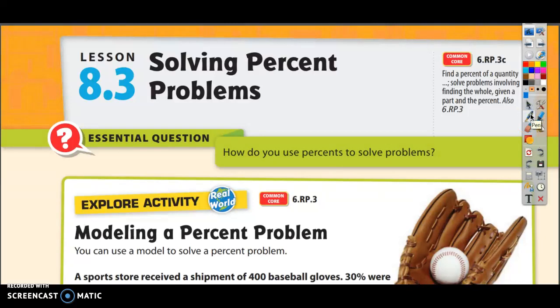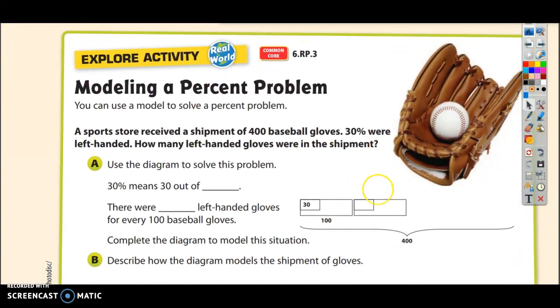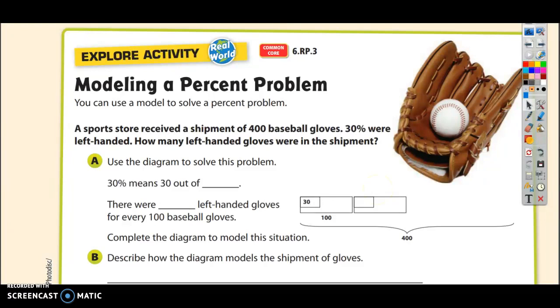We're on lesson 8.3. This is page 215. This is solving percent problems. The essential question is, how do you use percents to solve problems? And the first page is an Explore activity. I'll read it with you. Modeling a percent problem. You can use a model to solve a percent problem.